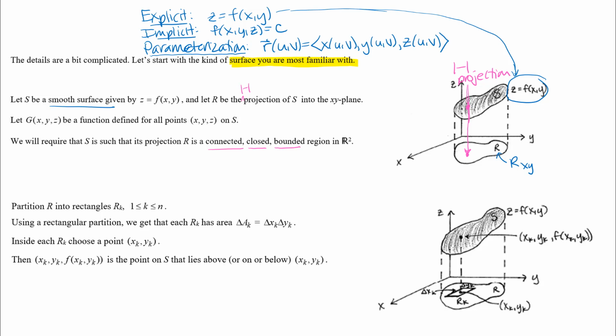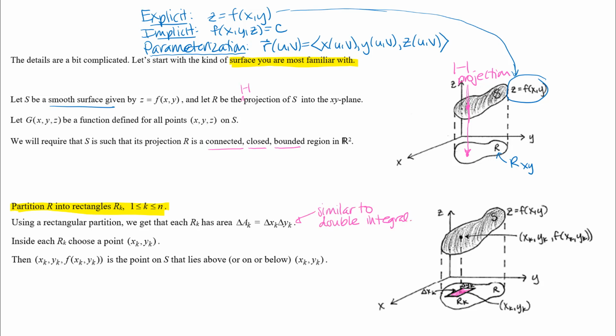Now, what you see next here is that we're not actually going to partition our surface. We will end up with a partition of our surface, but we're going to start by partitioning that region R down into the xy plane. So I've drawn a little picture of a rectangle over here down in the xy plane, one of the little rectangles in the partition of R. This is like we did when we did double integrals. If we use a rectangular partition, then the area of each of those R sub k's is delta x sub k times delta y sub k, similar to what we did with a double integral.